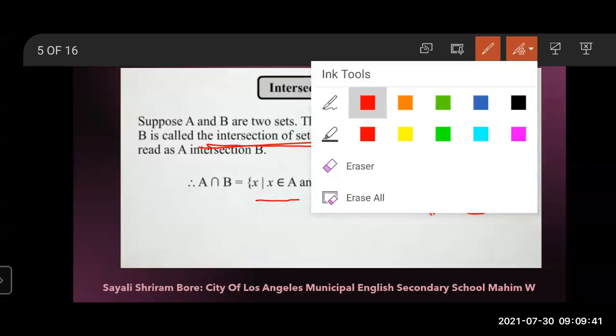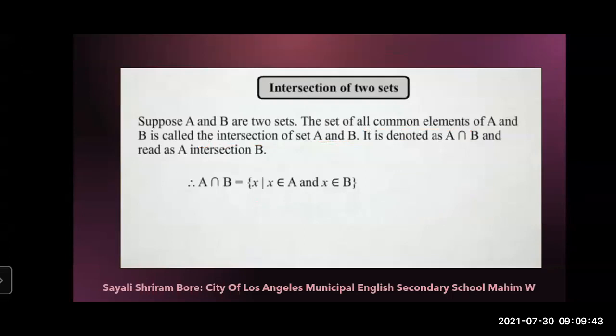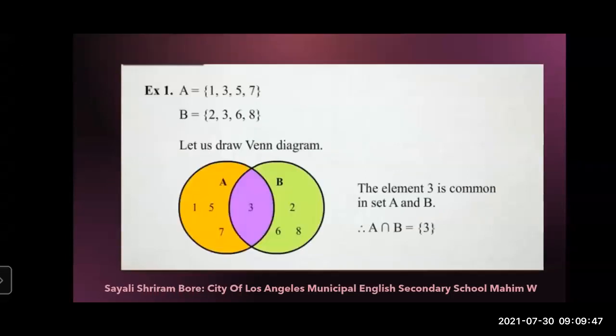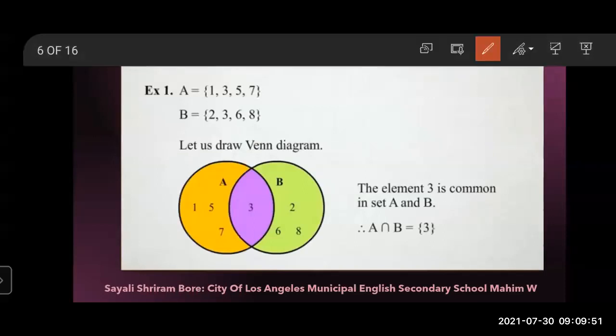Let me explain more clearly with an example so that it will be clear for you. A is equal to {1, 3, 5, 7}. Now here in set A, some elements are given. Okay. Whereas in set B, again some elements are there: {2, 3, 6, 8}. So let us draw the Venn diagram.